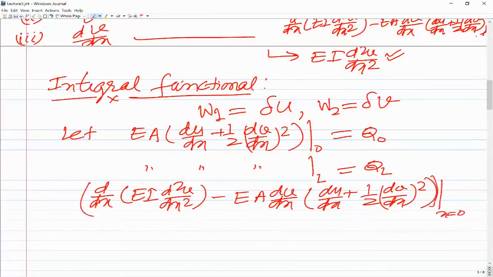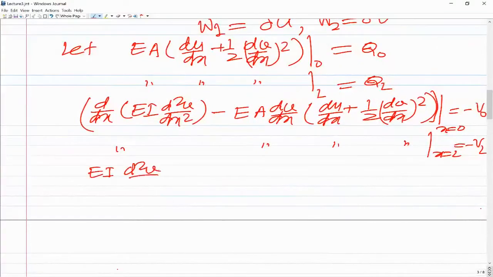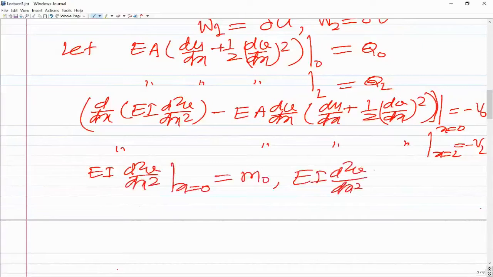So the whole term at x equal to 0 is, let us say, minus V naught, negative times the shear force at the left end, and the same thing at x is equal to L is, let us say, minus VL. And then we have this EI into d2v by dx square. At x equal to 0 this is, let us say, M naught, the bending moment at the left end, and EI into d2v by dx square at x is equal to L is, let us say, ML.